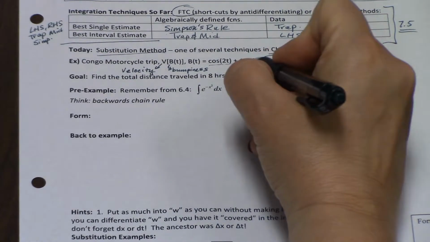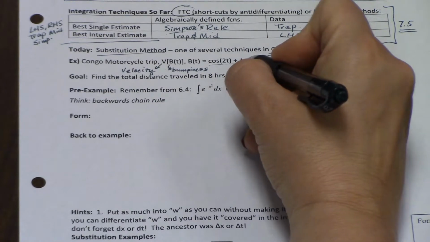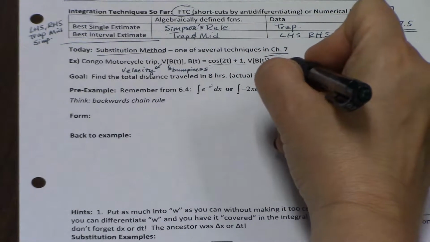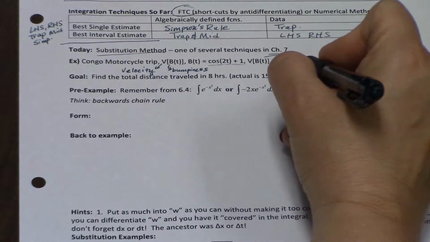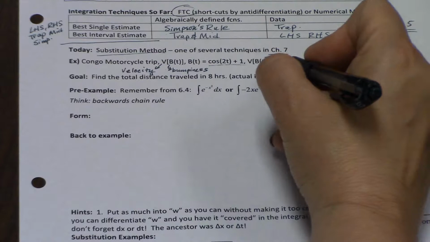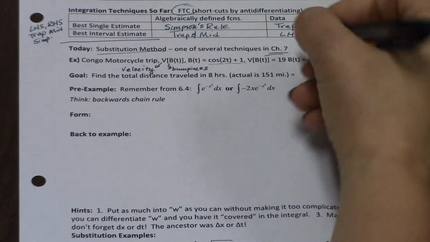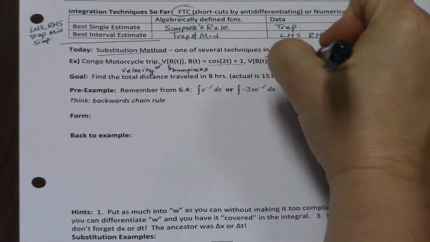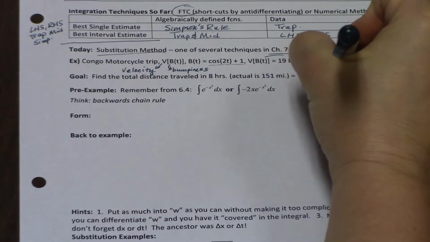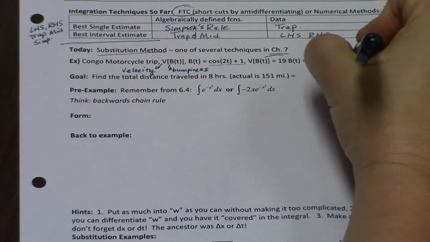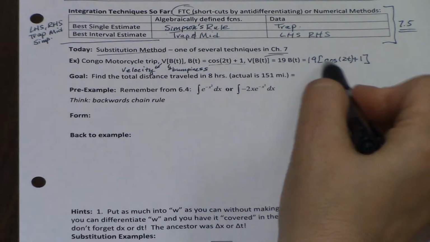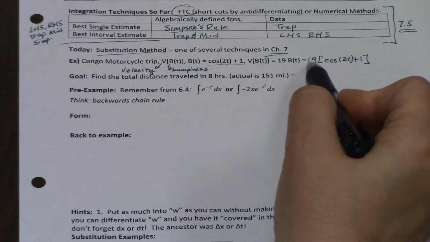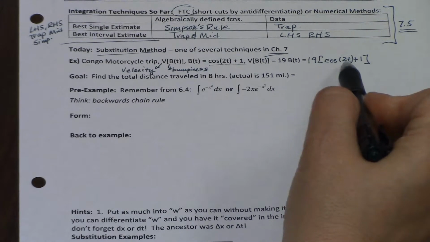And so we have V of B of T, so B of T is going into the velocity function, equals 19 times B of T. So V is a pretty easy function. It's just 19 times whatever you would put into it. So if we put all those together, we would have 19 times cosine of 2t plus 1. And we have this composition of functions really twice because cosine of 2t plus 1 is going into 19. We also have a composition of functions here with cosine of 2t.